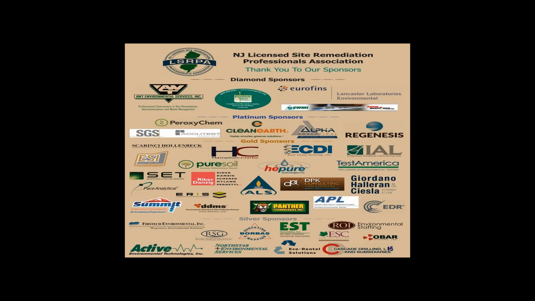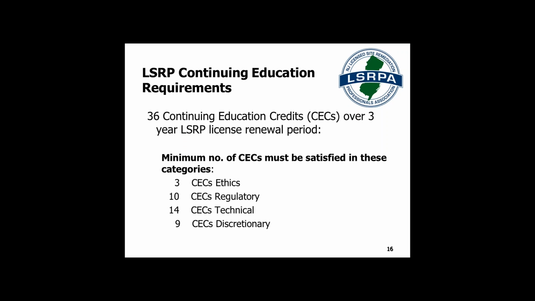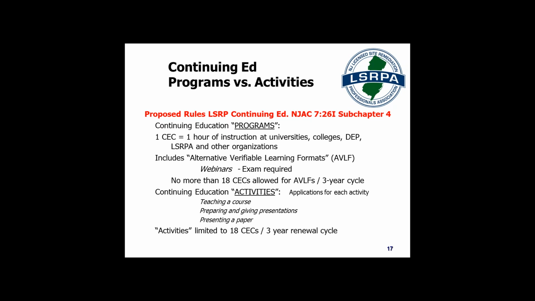Just a quick recap of the requirements for LSRPs in regards to continuing education. Again, 36 credits over a 3-year period, 3 continuing ed credits in an ethics course, which actually there's going to be 2 opportunities, I believe, to take an ethics course this year if you haven't done it yet. 10 CECs in a regulatory arena, 14 technical, and then 9 that are discretionary and can be used among any of those other categories.